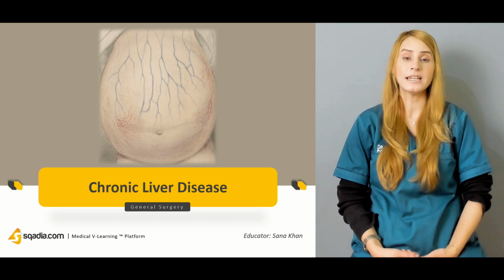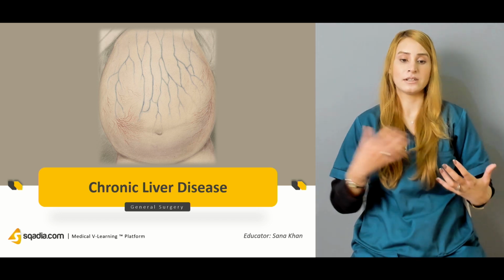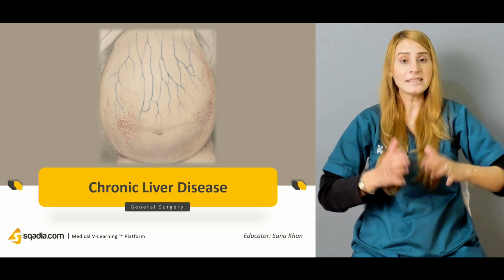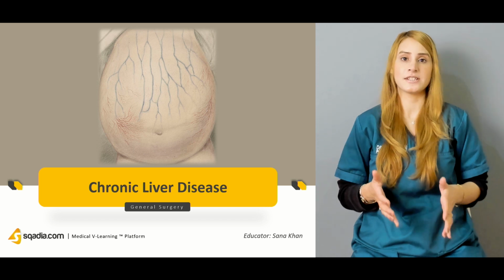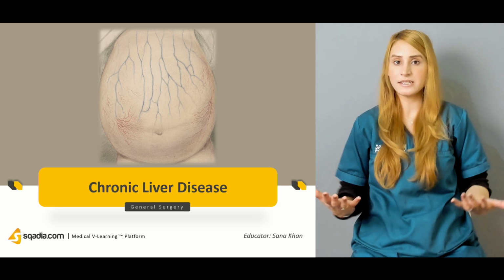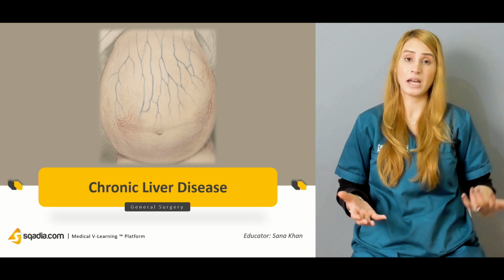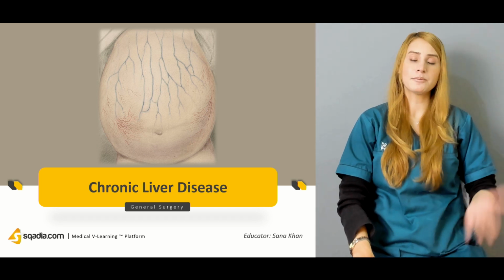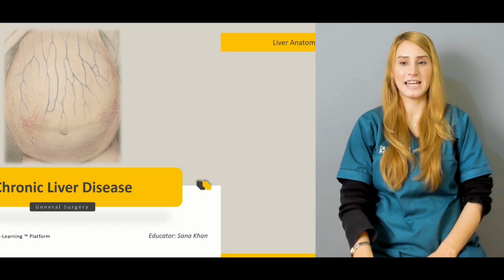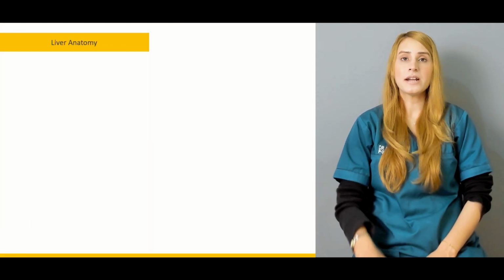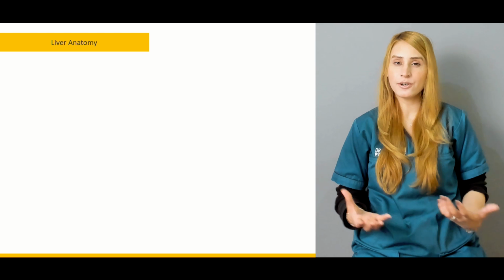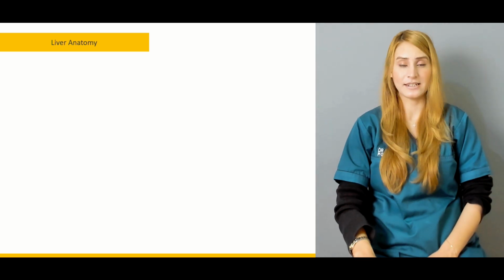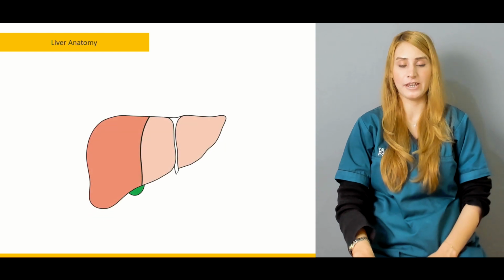So we usually discuss this topic in medicine, but for end stage chronic liver disease, the ultimate strategy, or you can say the management, is liver transplantation, which is a surgical aspect. So we'll be talking about this topic today. But for that, you should have a little bit of idea about the liver anatomy, so we'll be discussing that at the first instance.